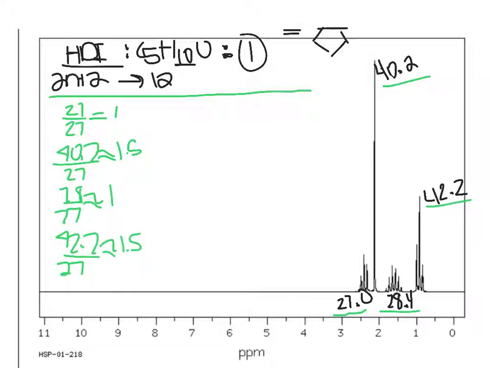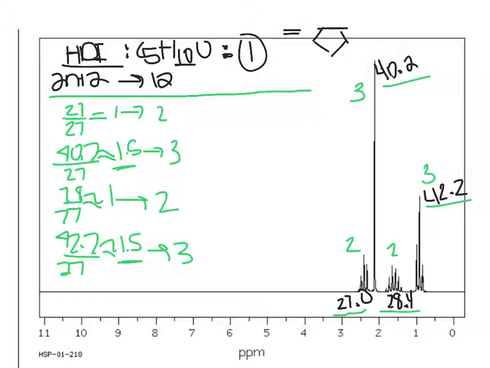So if we multiply these all by 2 to make these 1.5s become whole numbers, we should get our number of protons in the molecule. So we have 2 here, 2. Multiply by 2, we get 3. Multiply by 2, we get 2 again. Multiply by 2, we get 3. And so if we add all these together, 2 plus 3 plus 2 plus 3, that gives us our 10 protons. And we've accounted for all of our protons using our integration numbers.